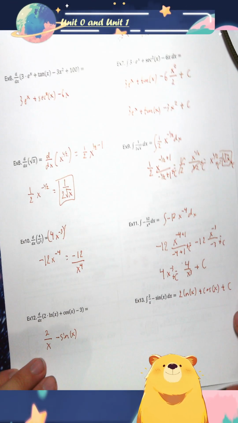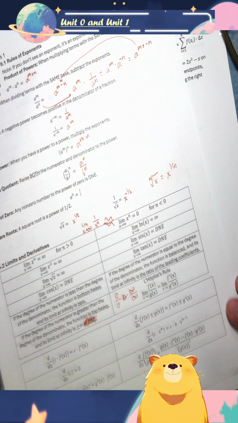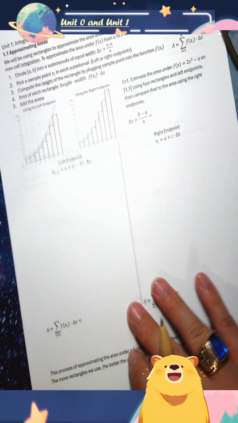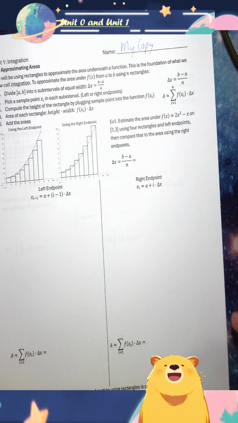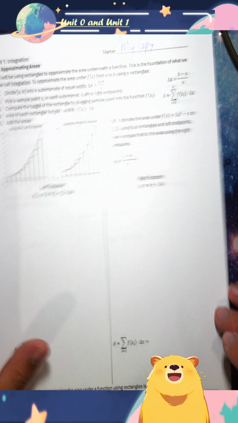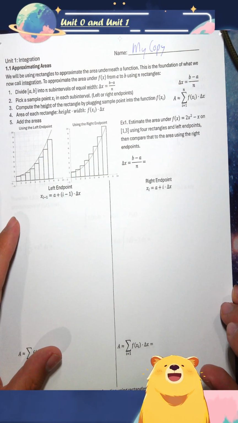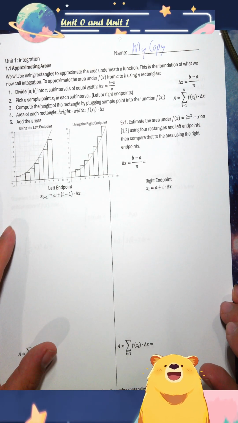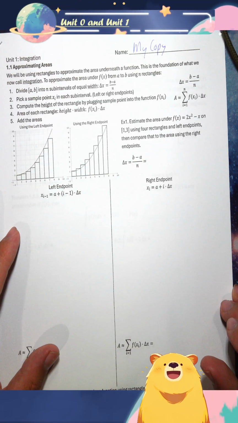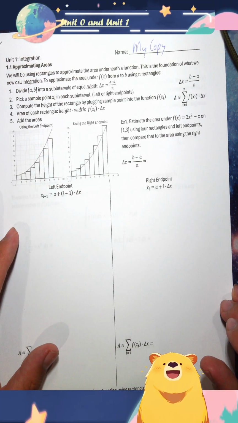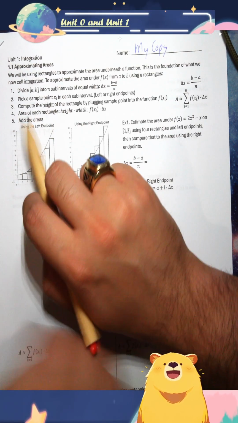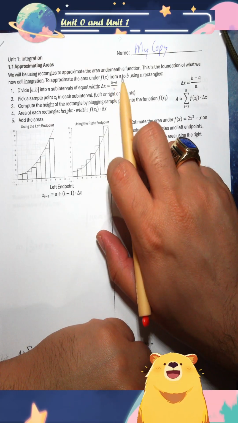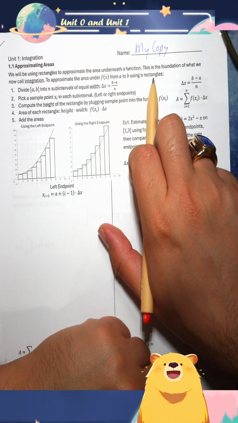Okay. All right. That's it for the review packets. Let's go ahead and do the first two sections of the Unit 1 packets. So, integration. We'll be using rectangles to approximate the area underneath the function. This is the foundation of what we now will call integration. Oh, I copied and pasted this, sorry. To approximate the area under f from a to b using n rectangles.